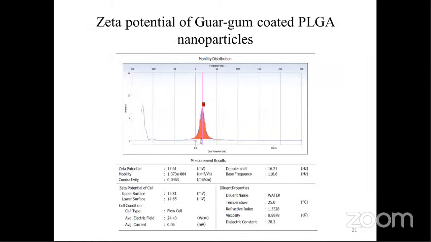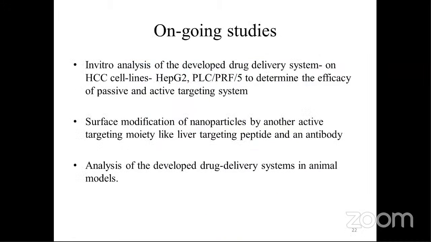I haven't shown the FTIR here, but I also confirmed it using FTIR studies. In the ongoing studies of this drug delivery system, I am yet to do the in vitro studies. In parallel, I also tried creating tumor in animals, nude mice. Just for a preliminary study, I tried the efficiency of this drug delivery system in animals, and compared to the control, the rate of increase of tumor was substantially reduced in the drug-entrapped guar gum coated PLGA system. So I am yet to do all the in vitro studies.